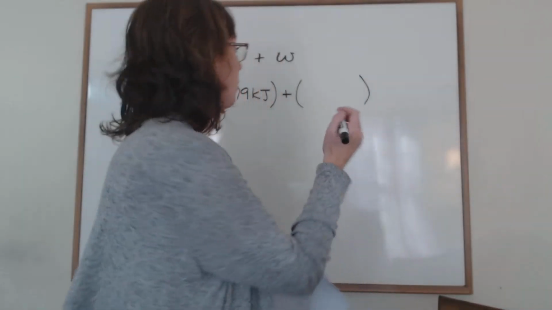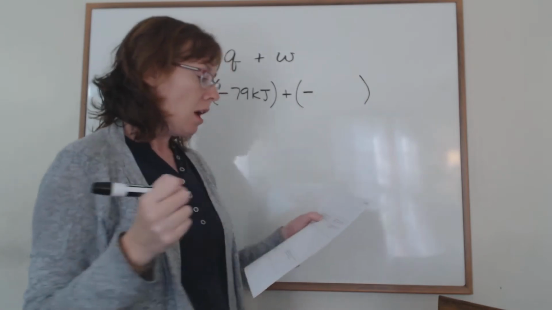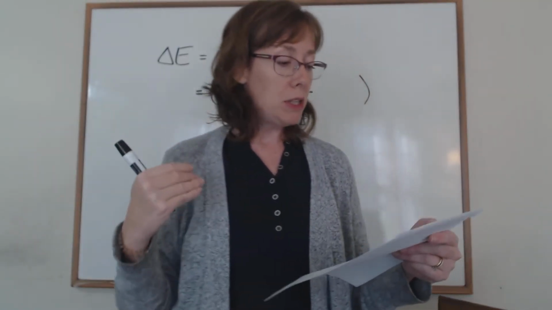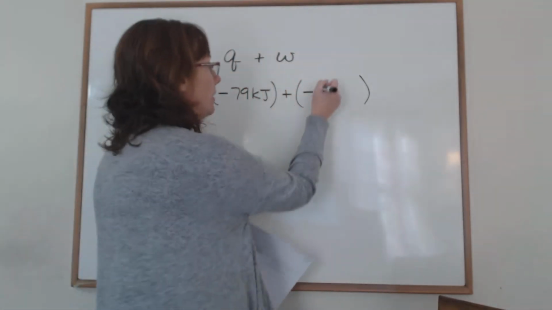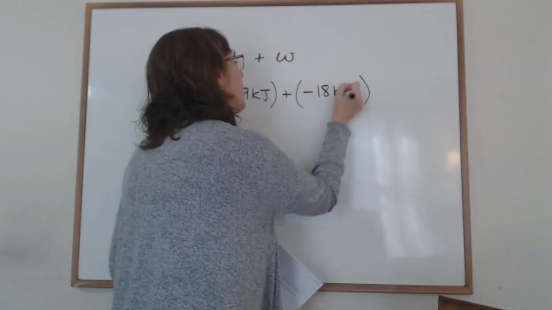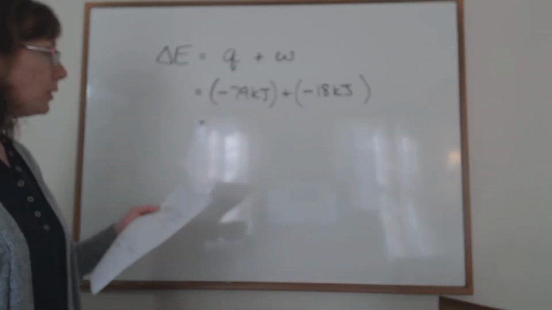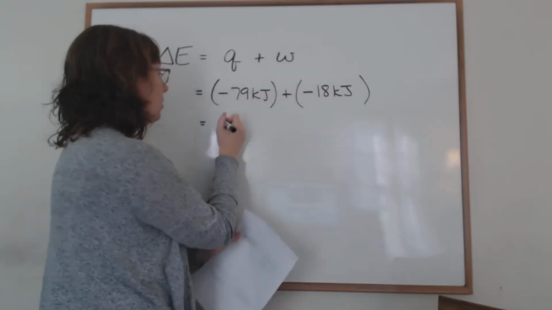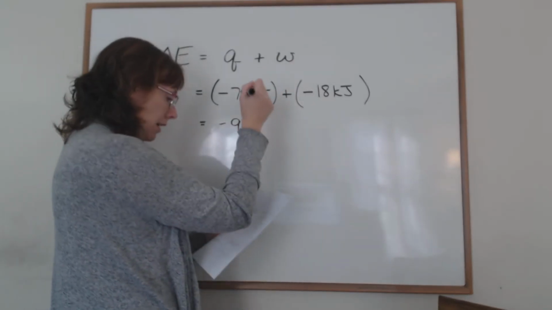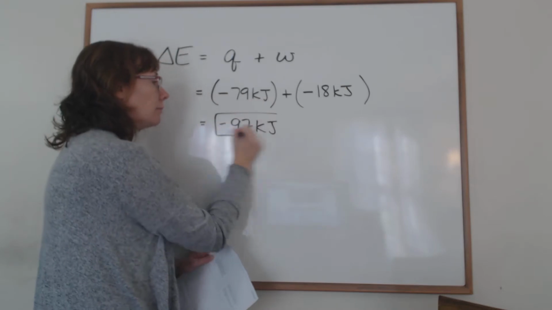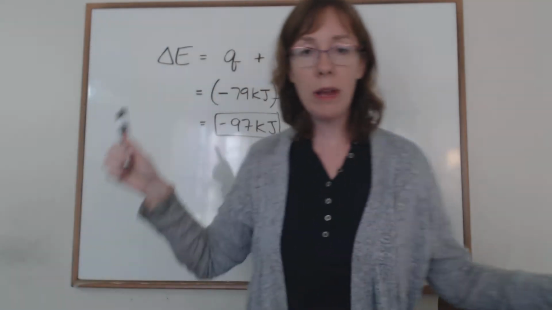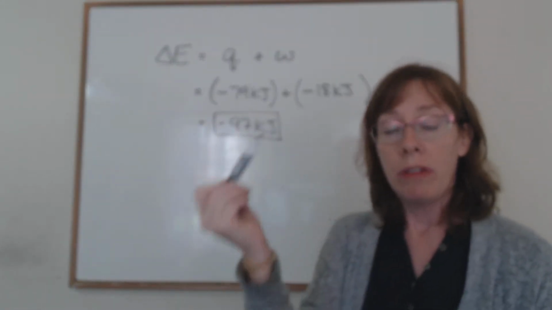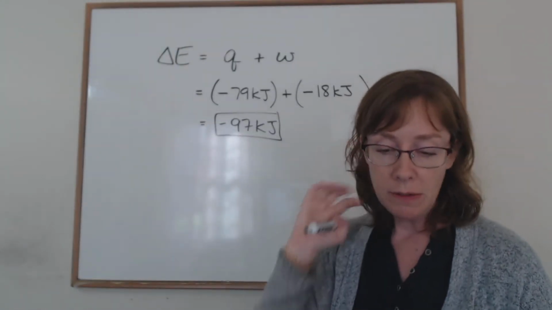Doing work is also an output, as opposed to having work being done on you, which would have been a positive. But doing work is a negative, and that would be negative 18 kilojoules. And when we put those together in our calculator, negative 79 plus a negative 18, you get the answer of negative 97 kilojoules, and that would be the answer. So with this equation, just be very careful of the wording, because you have to choose whether you're going to use negative numbers or positive numbers. So you have to be very careful of that.